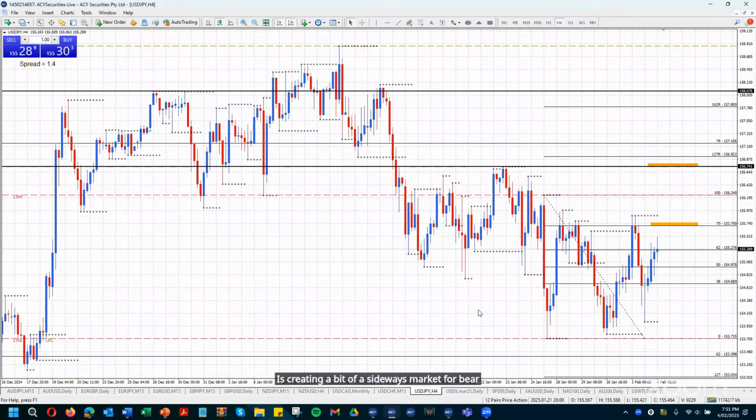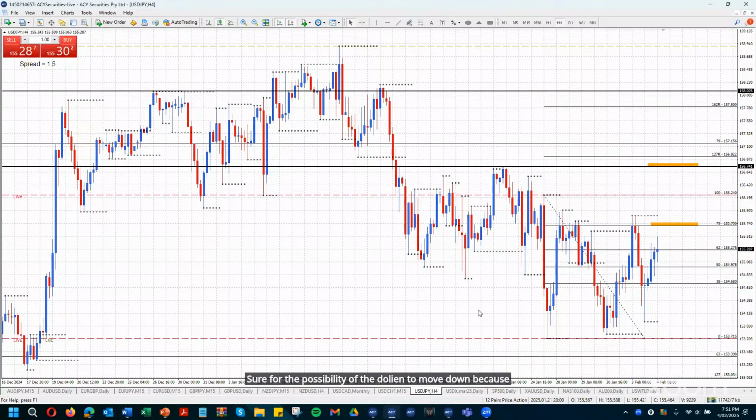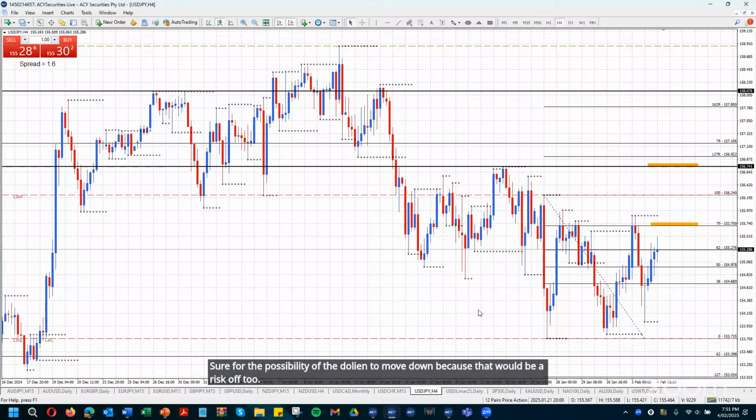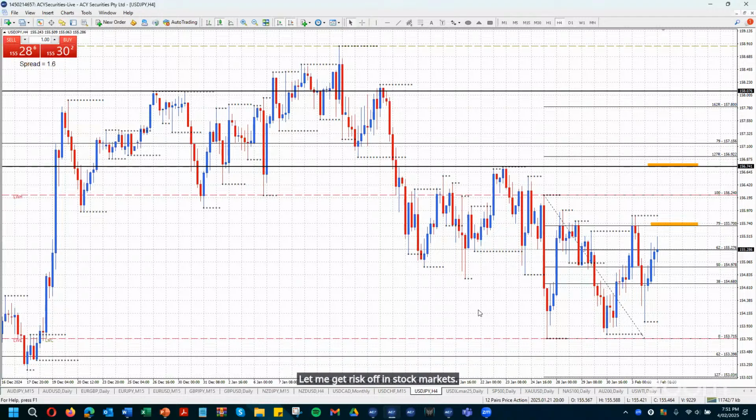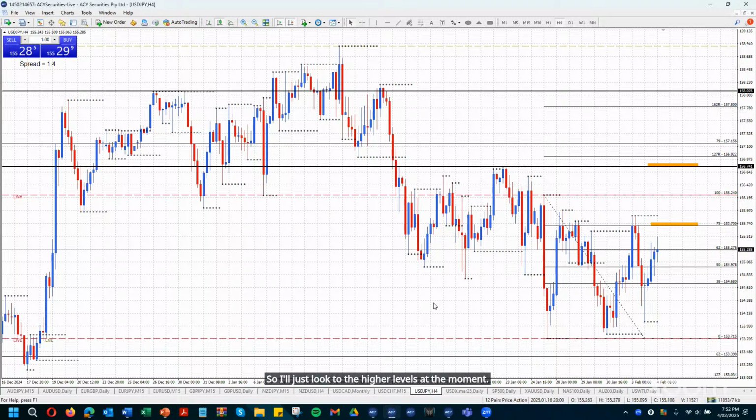But true to the point, if these tariffs or anything else that comes out creates stock market volatility to the downside, so a risk-off environment, then I would start to look for sure for the possibility of the dollar yen to move down, because that would be a risk-off too. When we get risk-off in stock markets, the yen pairs tend to move down. So at the moment, this is rather consolidatory because maybe traders of the yen are a little bit uncertain. Most of the yen pairs are a little bit sideways at the moment. So I'll just look to the higher levels at the moment, the ones I'm just discussing.